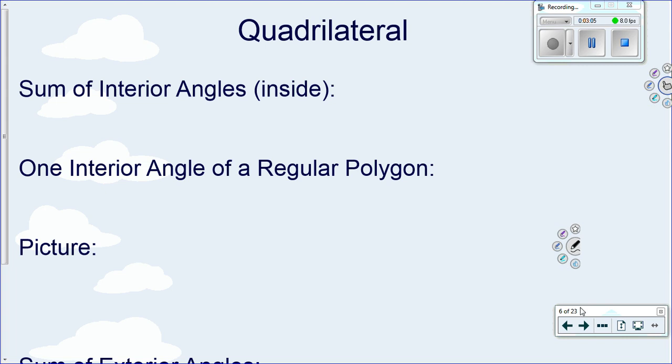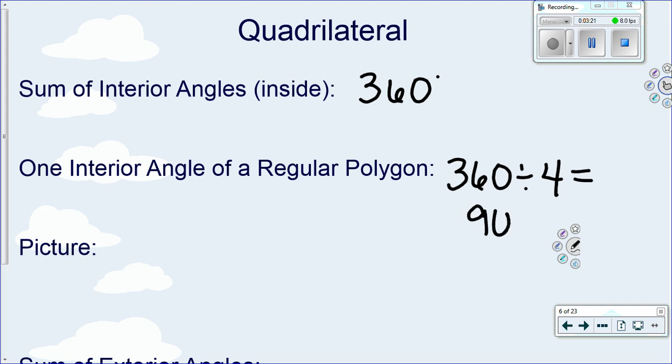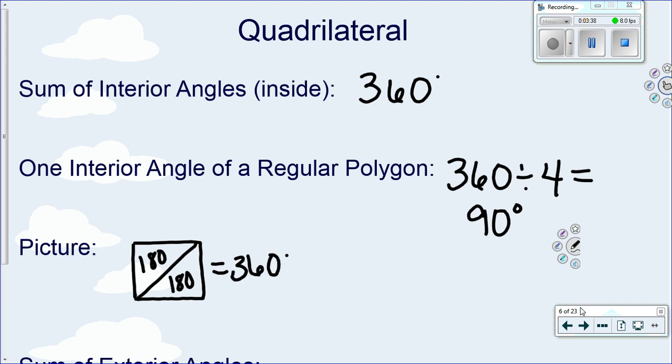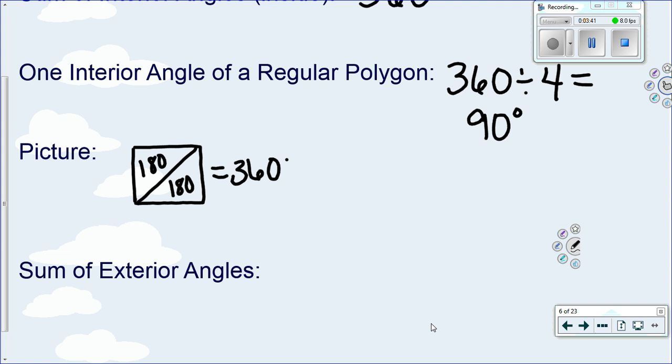The next shape is a quadrilateral. The sum of the interior angles, we add up all the inside angles, equals 360 degrees. Again, one interior angle would be 360 divided by the 4 angles we're given. That means each angle is going to be 90 degrees. A picture of a quadrilateral would be this. It makes two triangles that make this rectangle, which is 180 degrees and 180 degrees, which together equals 360 degrees. And the sum of the exterior angles equals 360 degrees. Make sure you're filling this in your chart.